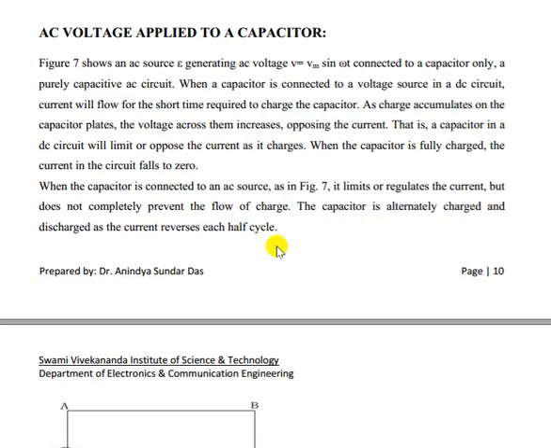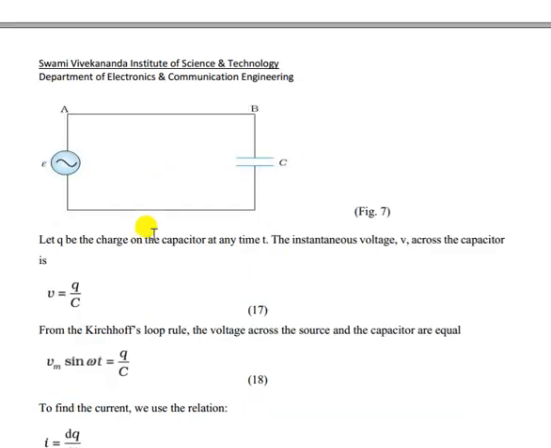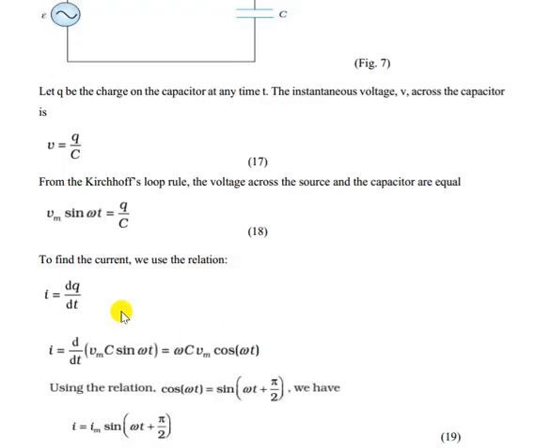Now what happens if we apply an AC voltage to a capacitor? A similar thing for the capacitor: you know that for a capacitor Q equals CV, right? So V equals Q by C. Now V is nothing but Vm sin omega t, the applied voltage, which equals Q by C. Now we know that I equals dq by dt.